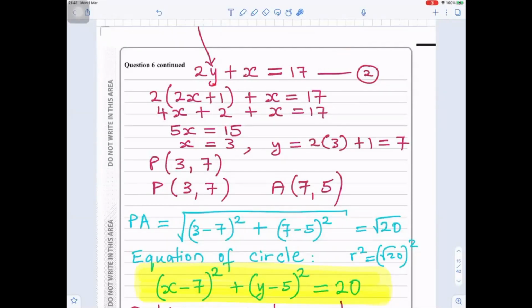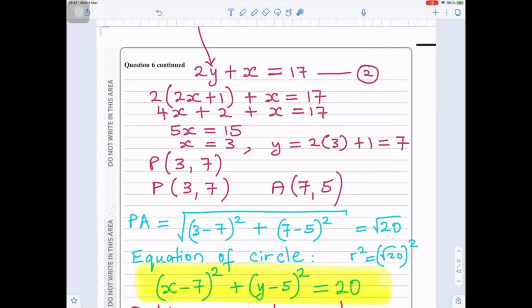So we substitute for y. We replace y with 2x plus 1. And we get this equation where we solve it. And we will get x to be 3. And when we substitute x is 3, we'll get y to be 7. So P is 3, 7, and A is 7, 5.